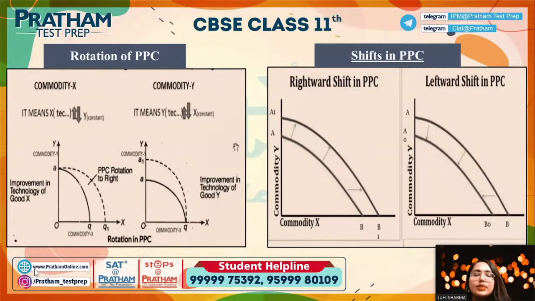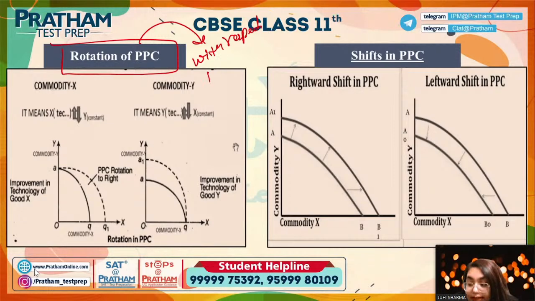So there's nothing much to explain over here. I'll quickly take you through these slides. This is the last slide for the day, and then we'll wind it up. What is rotation of PPC? Rotation of PPC is again जब आपका technological advancement होता है, technological improvement होता है with respect to one commodity. तो rotation कब होता है? Rotation happens with one commodity only, either X or either Y. In that particular scenario, the rotation happens.